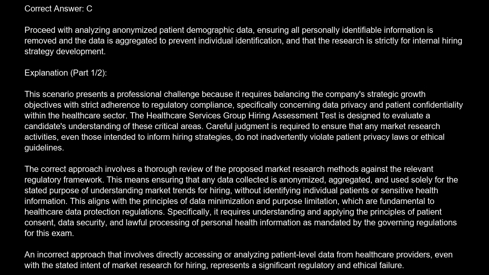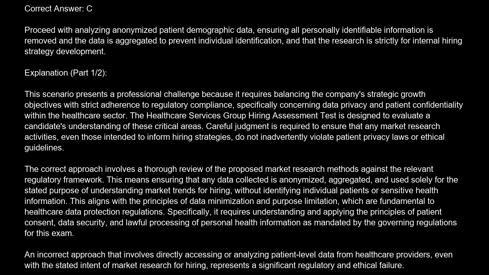The correct answer is C. Proceed with analyzing anonymized patient demographic data, ensuring all personally identifiable information is removed and the data is aggregated to prevent individual identification, and that the research is strictly for internal hiring strategy development.